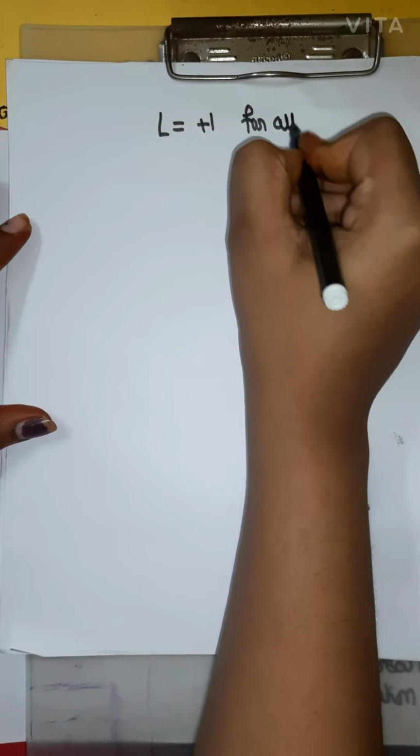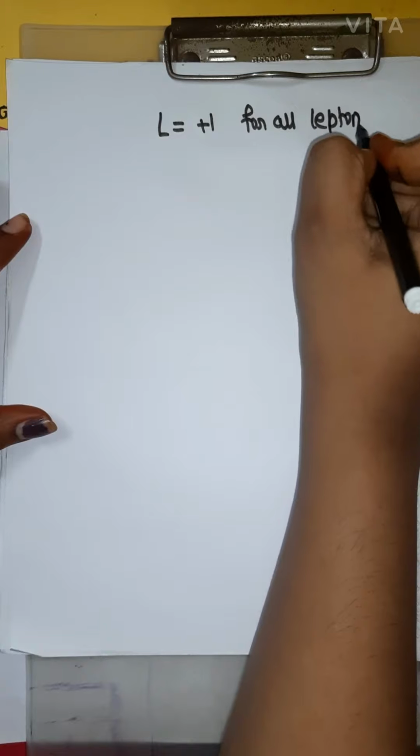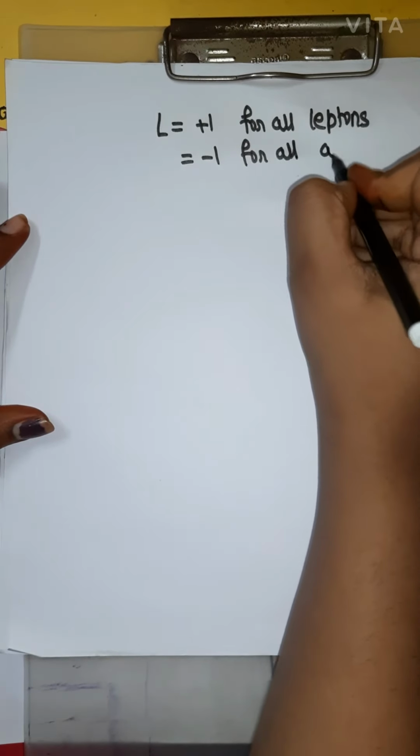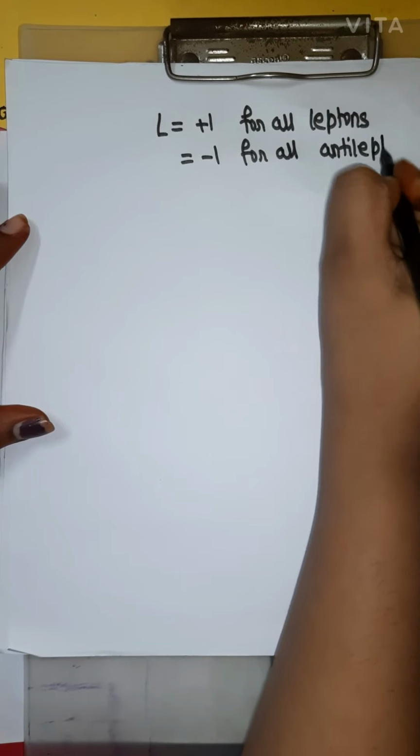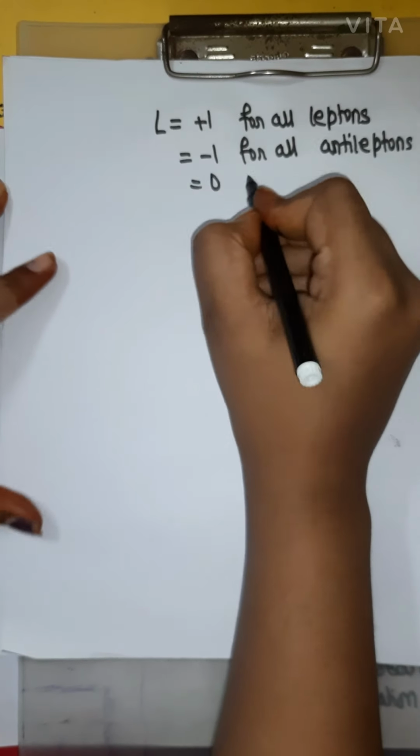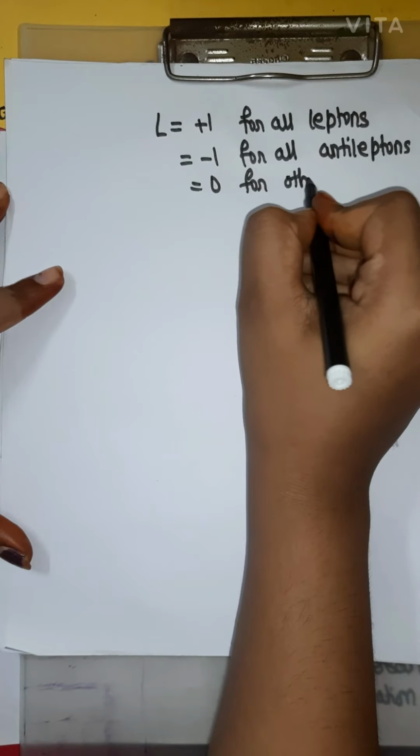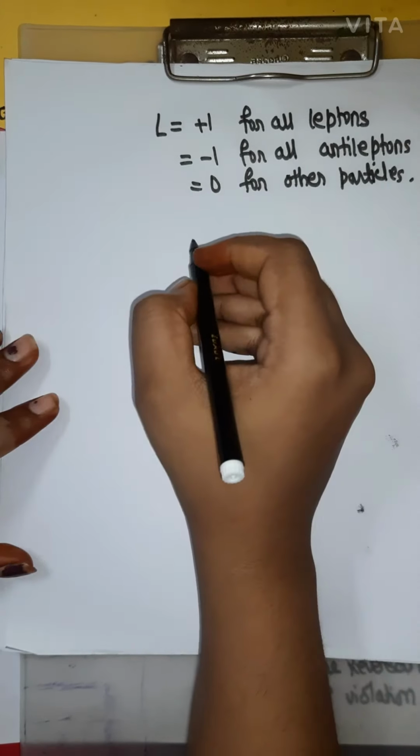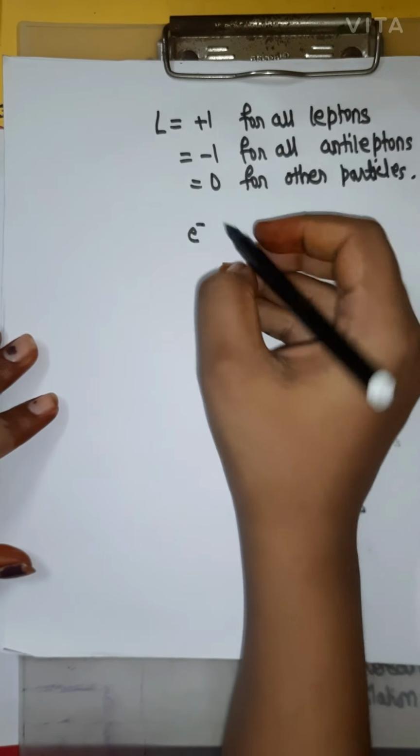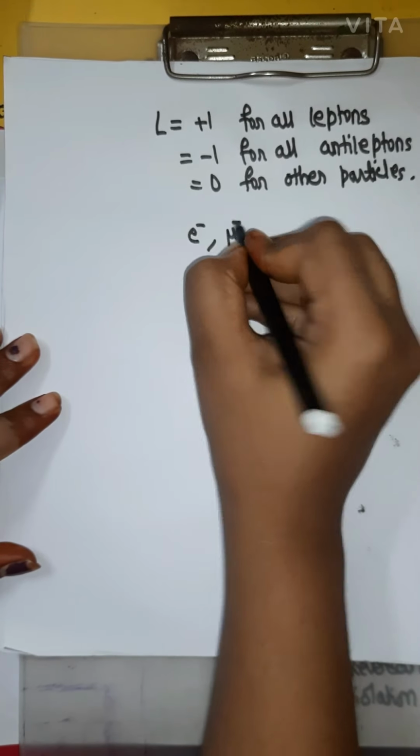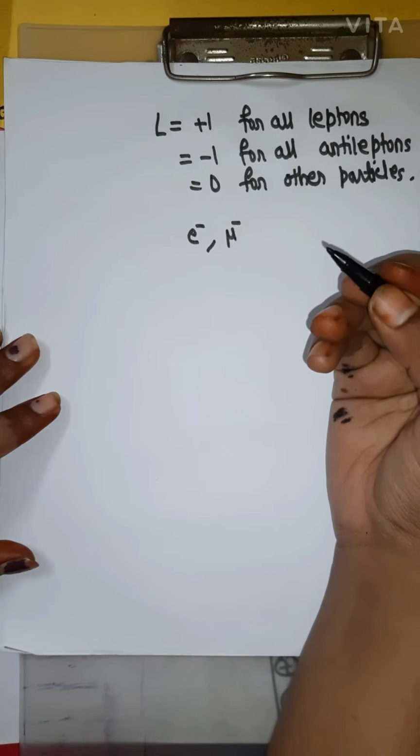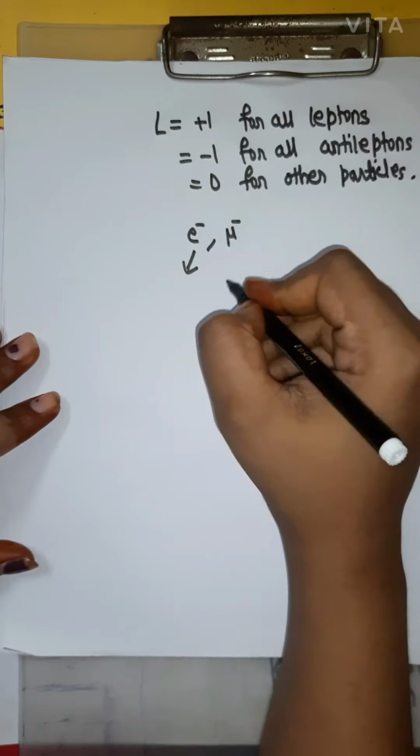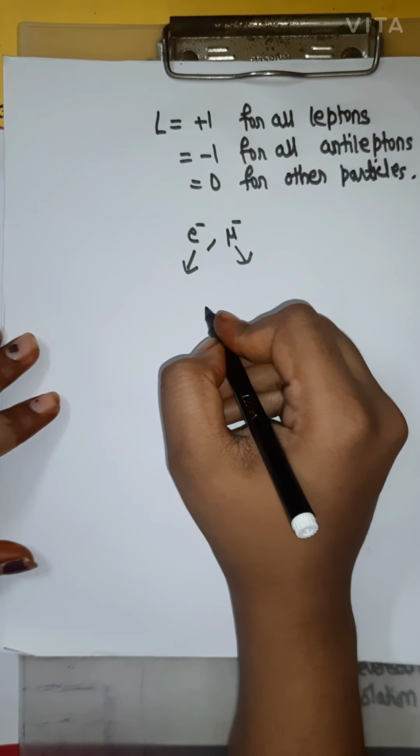all leptons, minus 1 for all anti-leptons, and 0 for all other particles. Now if we have a reaction where electron and muon are involved, we have to separately check lepton conservation for electron and separately for muon.